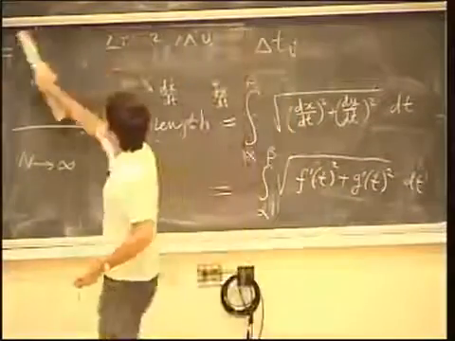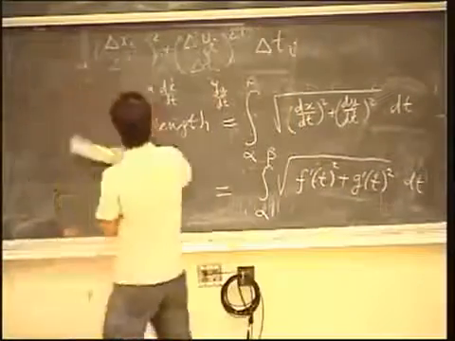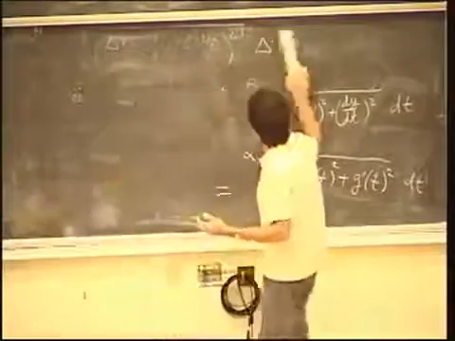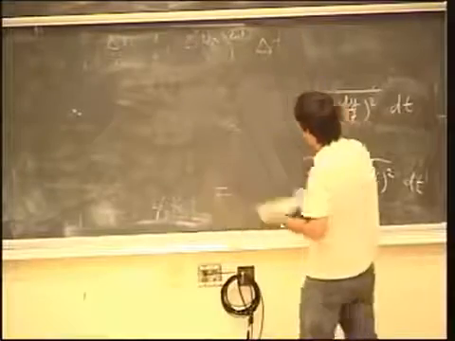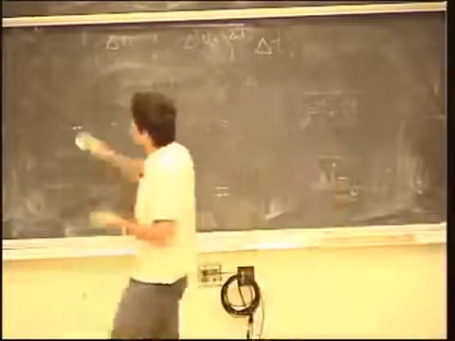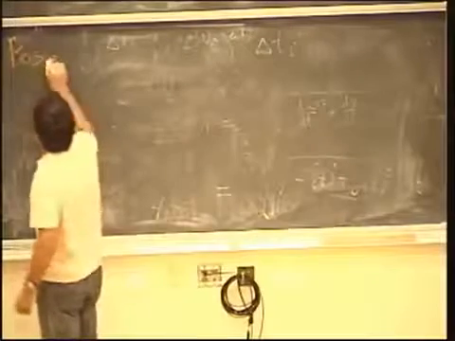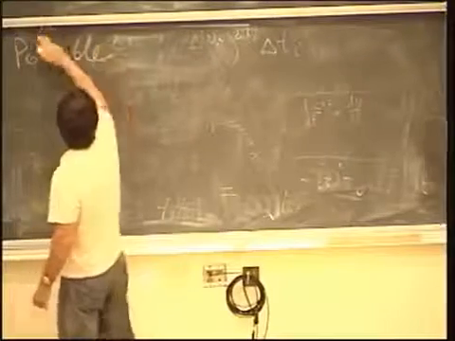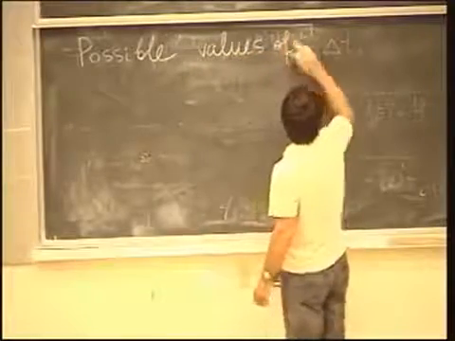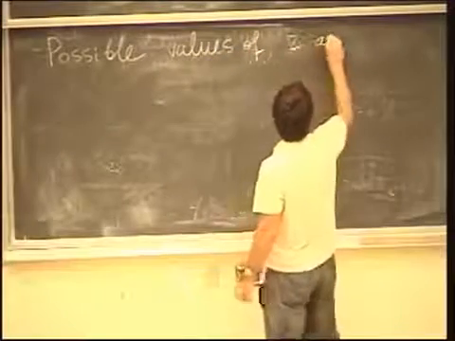So, if we want to use it as a bona fide coordinate system, we had better know what are the possible values of these coordinates. So, what are the possible values of r and theta?